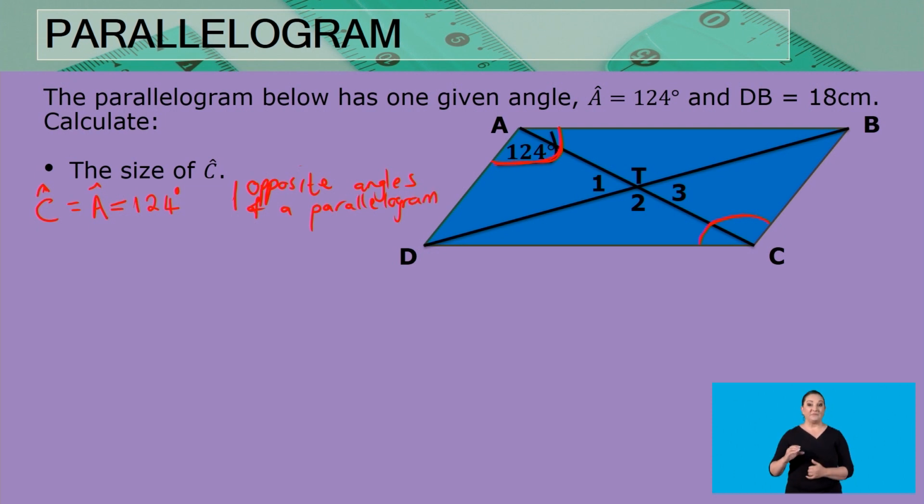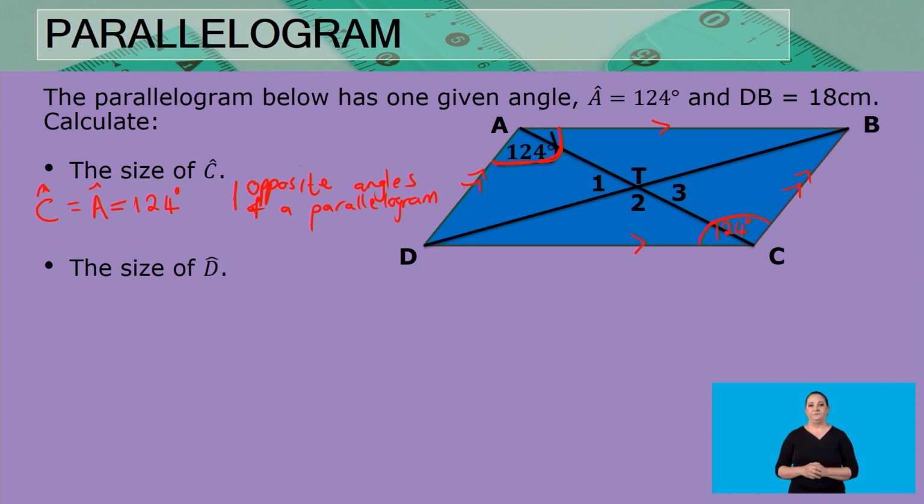So angle C is equal to 124 degrees. Then we are required to calculate the size of angle D. Now remember, this is a parallelogram. So this means that the opposite sides are parallel. So that means that AB is parallel to DC, and it means that AD is parallel to BC.